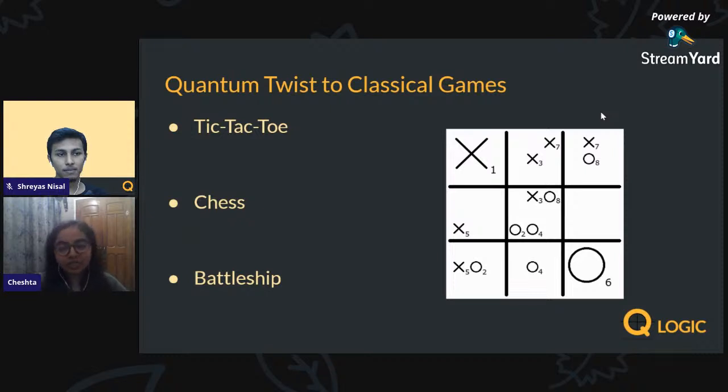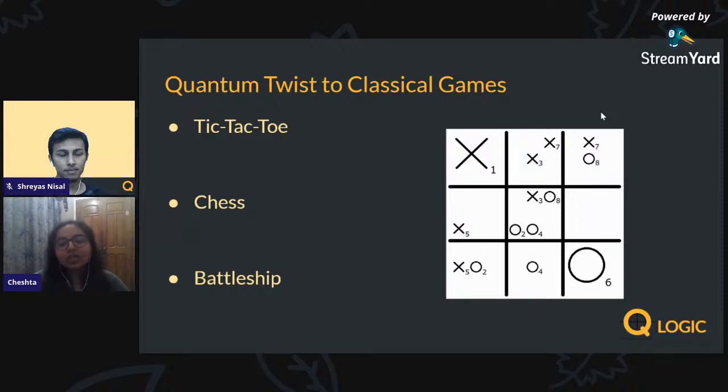Then we have quantum chess. Recently, the first quantum chess tournament was organized, and the finals was played between Google and Amazon. I'd suggest you go watch it and also try out this game. It's amazing. Again, it uses superposition and also entanglement to make the game more interesting.